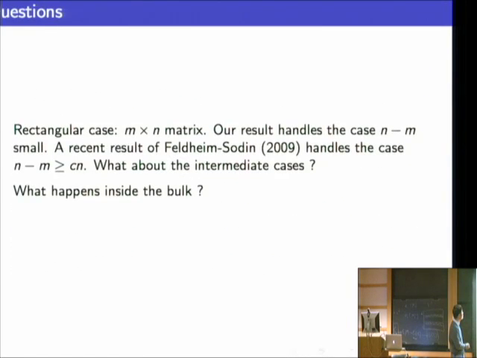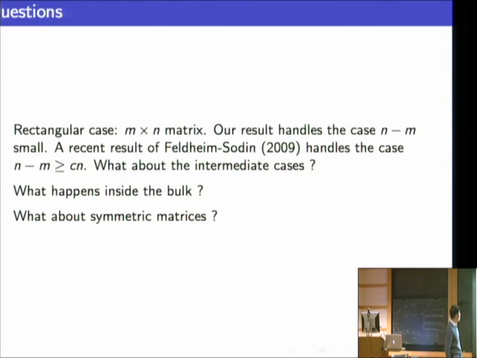I just want to mention one thing. At the end, there are a few other things I would like to mention. There is the result of Feldheim and Sodin. They handle the case when the matrix is not square. Say one dimension is of size n, and the other dimension is of size (1 minus c) times n. But c should be definitely larger than 0. And the techniques are very different. I don't know the technique well enough to discuss it.